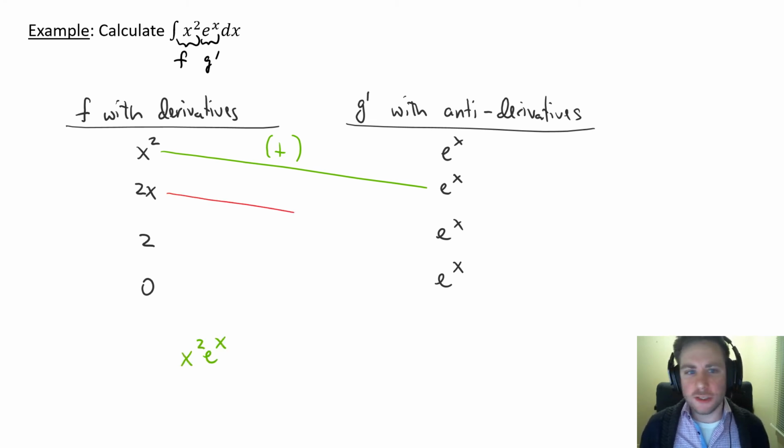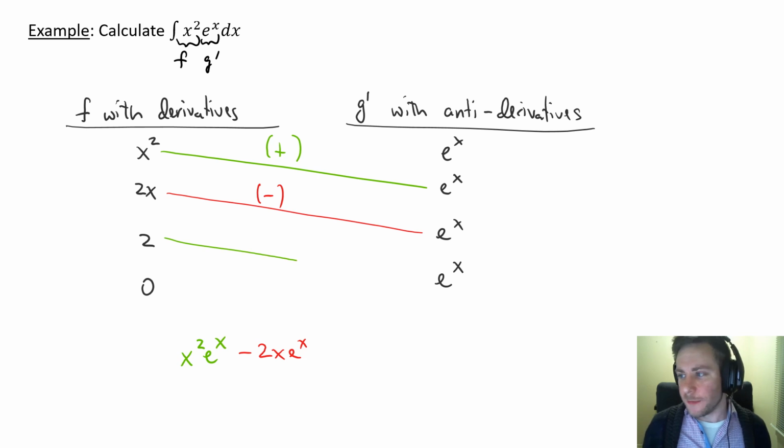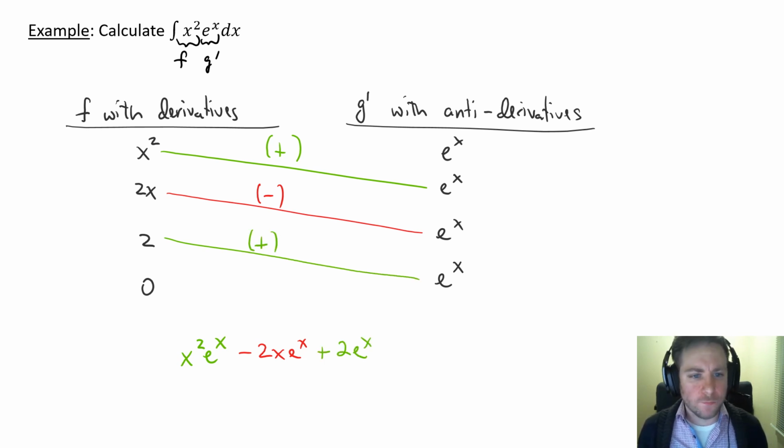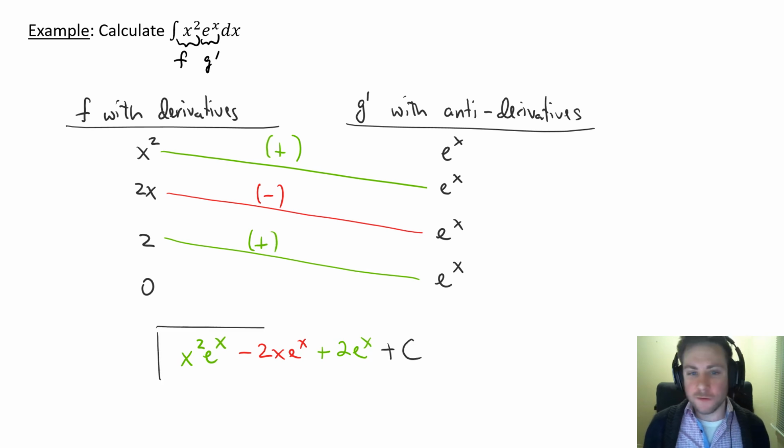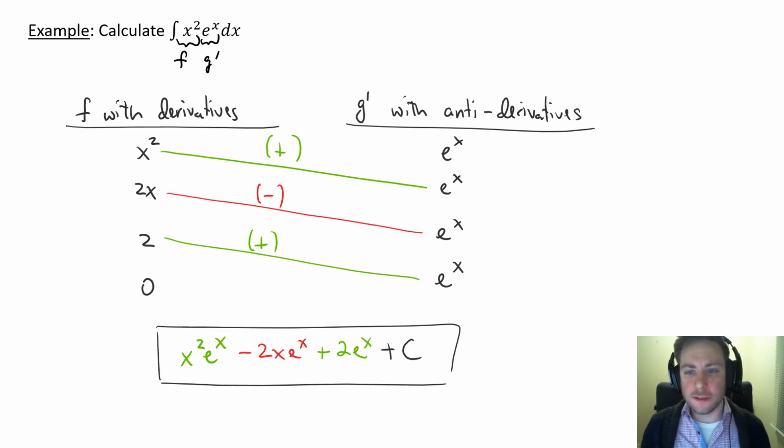Our second match gets a minus sign. So it subtracts from our answer. Our third and final match gets a plus sign. So it again adds to our answer. With no more matches left to form, you can tack on the plus c and declare this as your final answer.